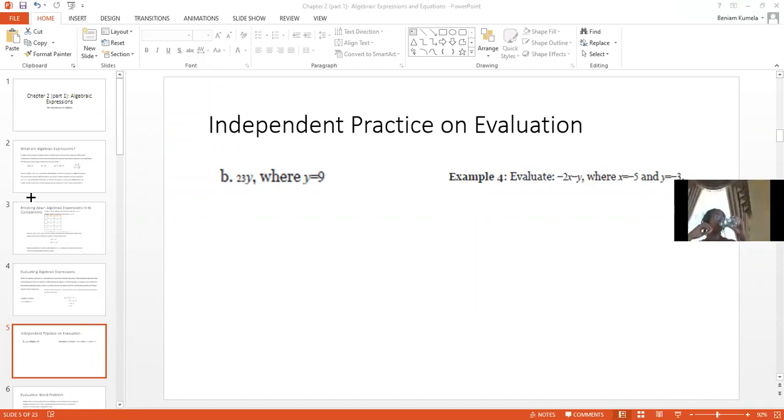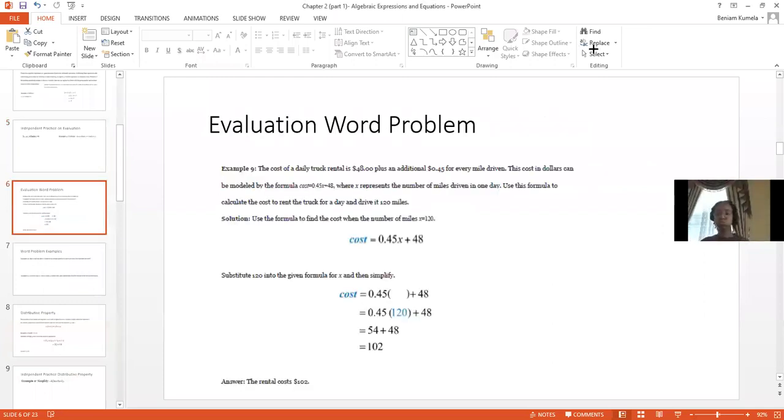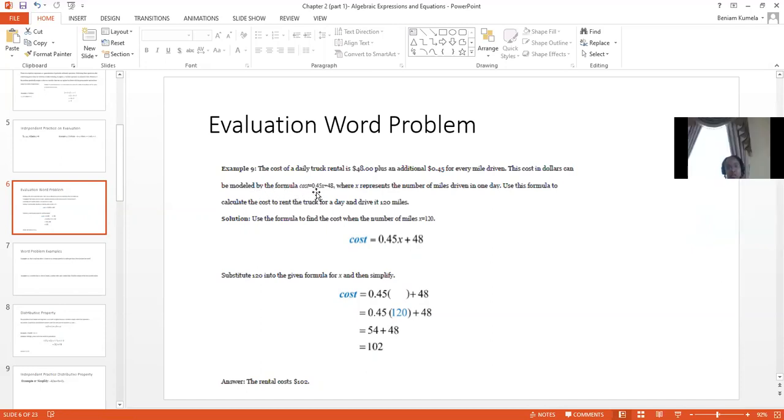Makes sense. Okay, let's move on. So, evaluation. Here's a word problem. Example number 9. The cost of a daily truck rental is $48 plus an additional 45 cents for each mile driven. This cost in dollars can be modeled by the formula cost equals 0.45x plus 48, where x represents the number of miles driven in one day. Use this formula to calculate the cost to rent the truck for a day and drive it 120 miles.